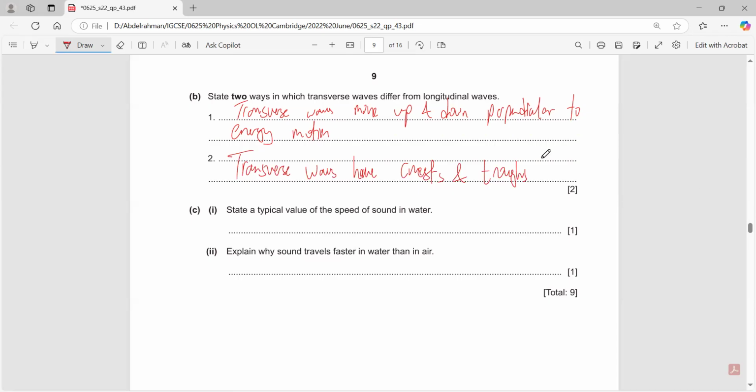State the typical value of the speed of sound in water. What is the typical value of the speed of sound? 1,500 meters per second. State why sound travels faster in water than in air. Because the molecules are closer in the water. Okay, molecules are closer in water.